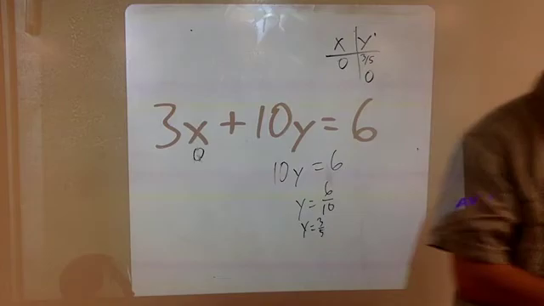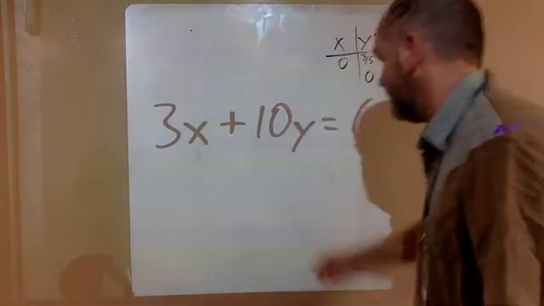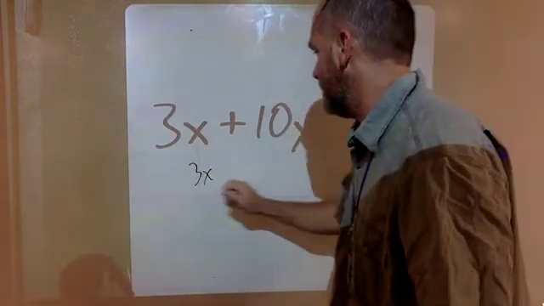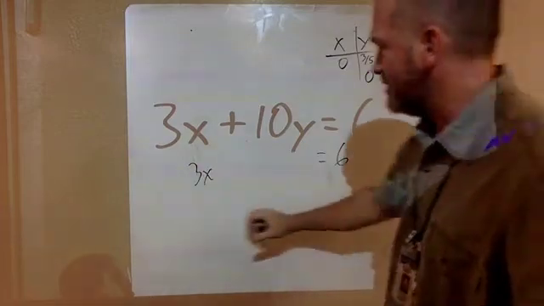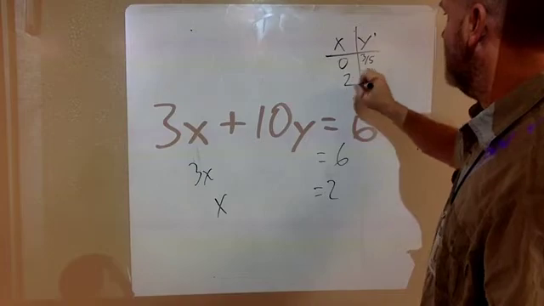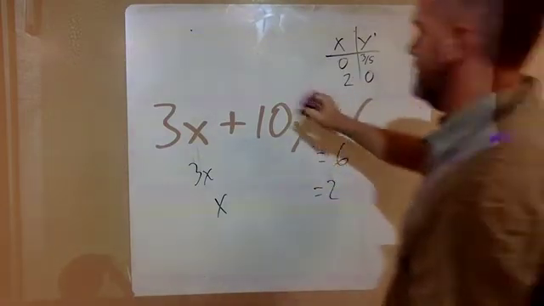Now we can do the same thing for when y is 0. If y is 0, 10 times 0 is 0, so that goes away. So we just have 3x is equal to 6. Solve for x by dividing by 3. 6 divided by 3 is 2. So x is 2 when y is 0. Now we have 2 points. Now we can plot those and connect them.